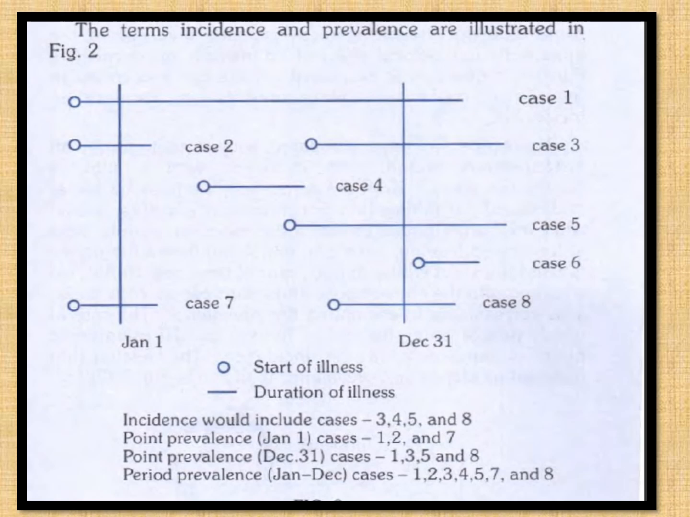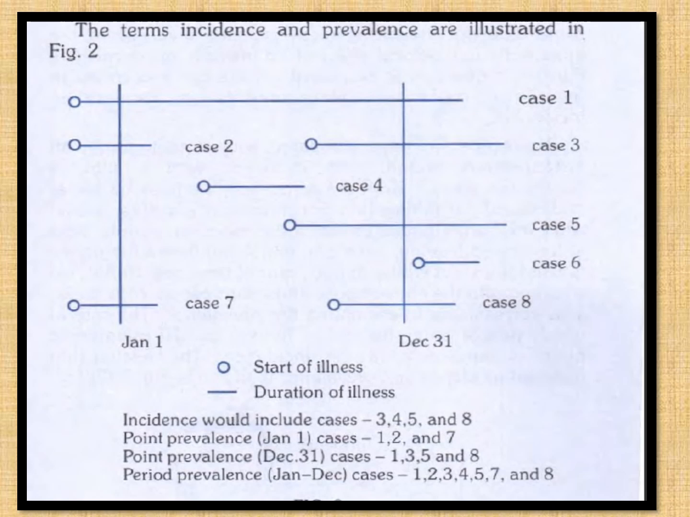January 1 to December 31. Case number 1 is not an incidence case because it already started before January 1. So what are the incidence cases? These are cases number 3, 4, 5 and 8. All these are new cases which occurred during January 1 to December 31.